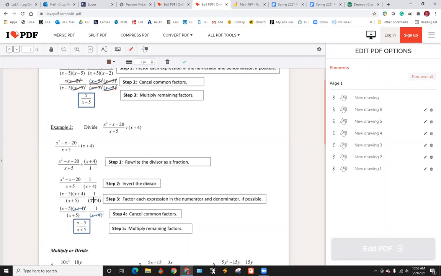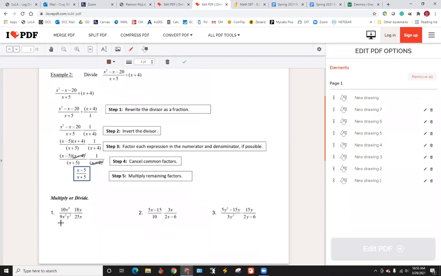All right, so we can use this as a hint. Well, x plus 4 goes into negative 20 negative 5 times, so that's x minus 5, x plus 4. And then the x plus 5 is already down there. Take anything out that's common. The only thing common is the x plus 4. Those are gone. And we have x minus 5 times 1, which is x minus 5. And in the denominator, it's x plus 5.